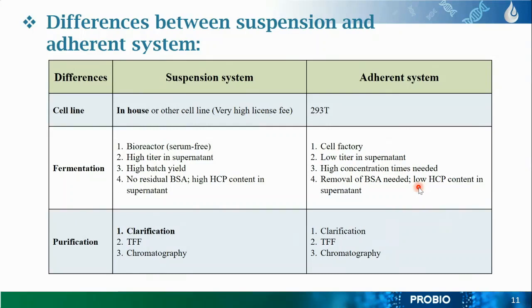On the other hand, with adherent, we use the 293T cell. With the suspension system, we use a bioreactor, which is serum-free. In the adherent system, you have to use BCA. The serum is there, and it needs to be removed. With the suspension cell line, you get a very high titer in the supernatant, which is a very positive sign. And in the adherent system, you get a lower titer in the supernatant.